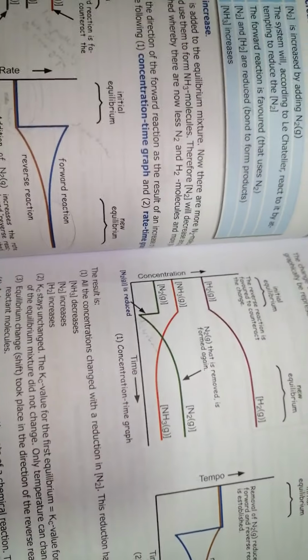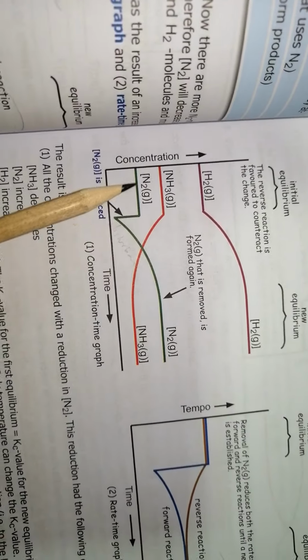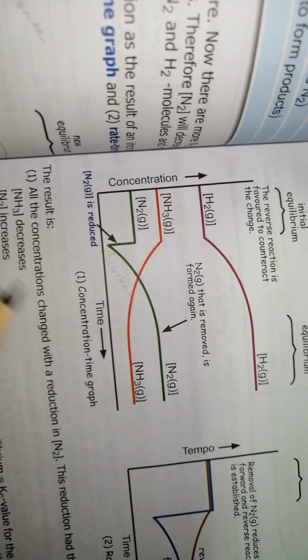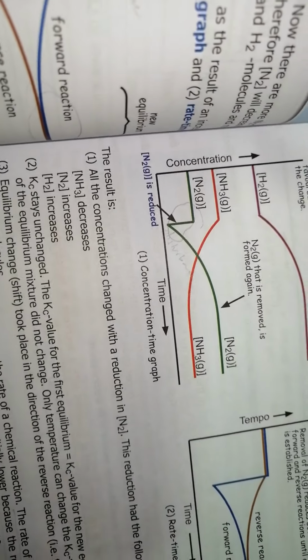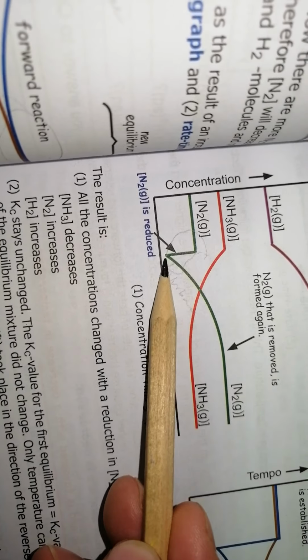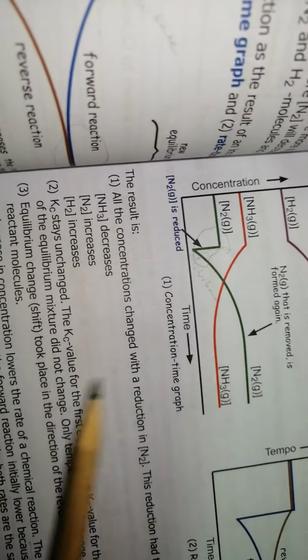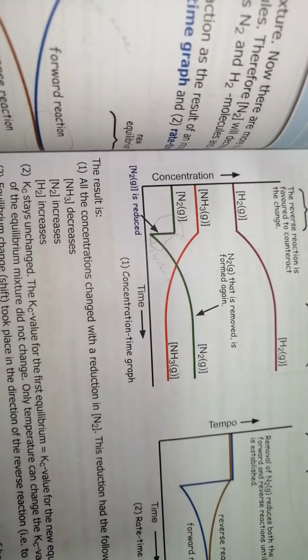So if you look at the concentration versus time graph, can you see the nitrogen green graph? It was at equilibrium, all of them. All of a sudden, this graph just shot down. It went down, right? Because it went down, it means you had a rapid decrease in nitrogen concentration, and that's because the nitrogen has been reduced. They lowered it, or they took it out, right?